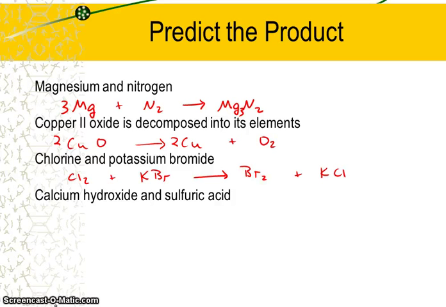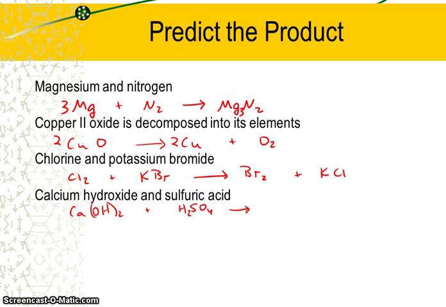Calcium hydroxide and sulfuric acid. So calcium is Ca, hydroxide is OH. The periodic table tells us calcium is a +2, and we know hydroxide is a -1. So there's our formula for calcium hydroxide. Sulfuric acid, acids have hydrogen as their positive ion. There's no hydro, so we need a polyatomic ion for our negative ion. Ic goes to ate, so we need sulfate. And sulfate's SO4. Hydrogen's a +1, sulfate's a -2.